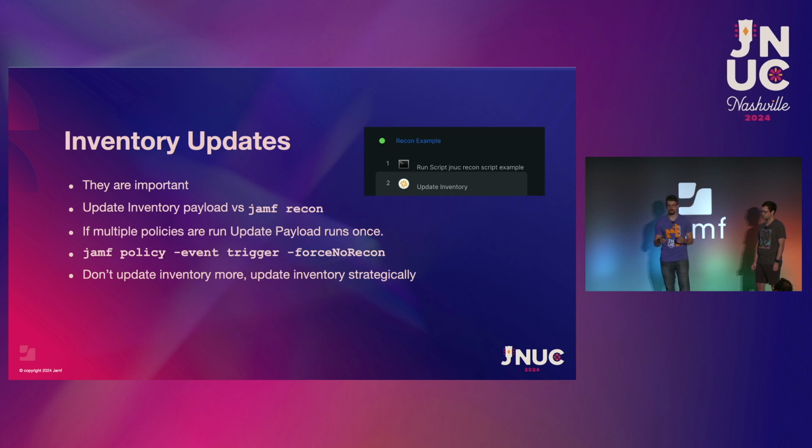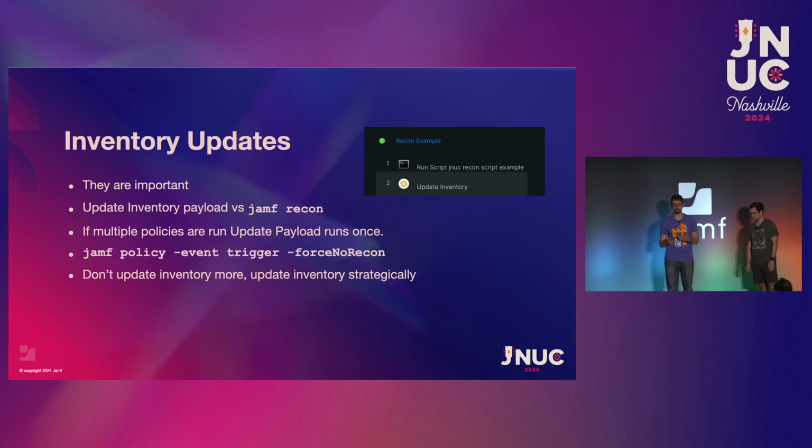Now, a key difference between running jamf recon in a script and doing an inventory update payload is, let's say you have 5 policies all running at the same time, and they each have an inventory update payload. Jamf is only going to run the inventory update once. Those are all running off the same trigger.